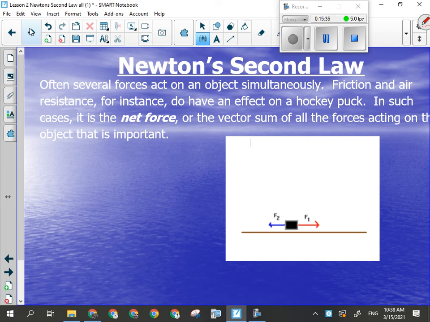In such cases, it is the net force, or the vector sum of all the forces acting on the object, that is important. That's why we do that whole vector sum of all forces thing, where we add all the forces together.